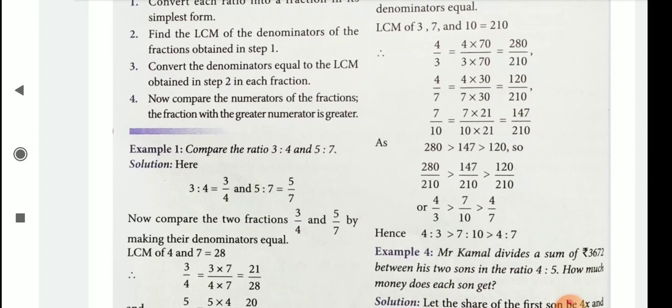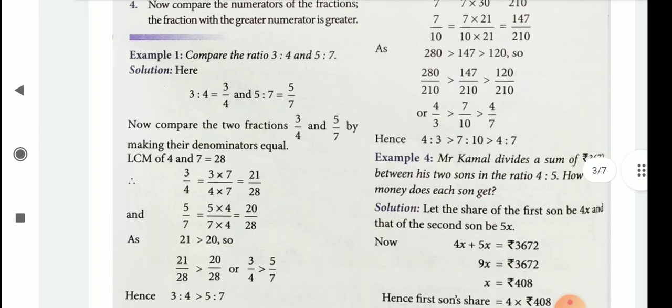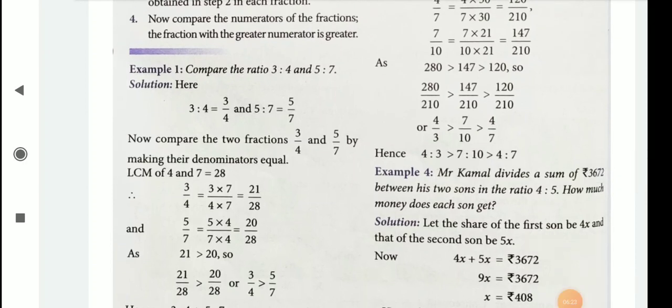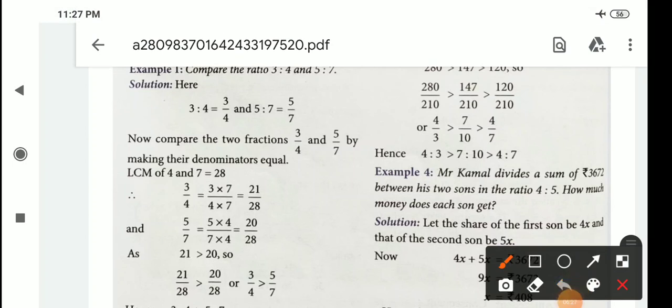Now you see, compare the ratios 3:4 and 5:7. First of all, children, you write these ratios in fraction mode, means 3/4 and 5/7. First you find out the LCM. The LCM of 4 and 7 is 28. So you multiply the same number in both numerator and denominator. Then in the first fraction you get 21/28, and the second one is 20/28. Now denominators are the same, so easily you can find out which one is greater. So 21/28 is greater, means 3/4 is greater than 5/7. Like this, children, you compare.